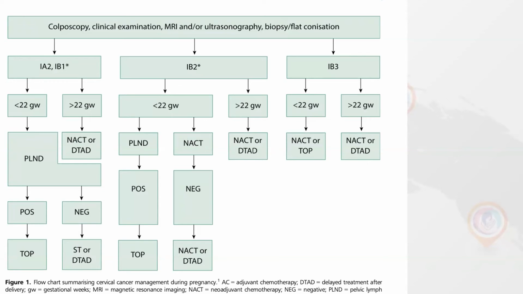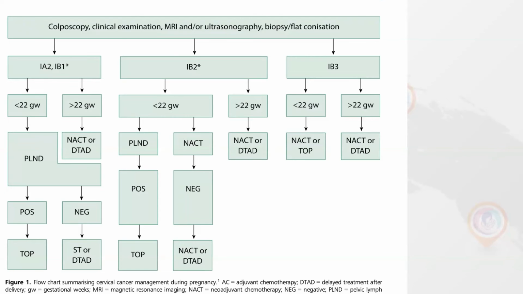However, if you detect the cancer at a very early gestation, that is less than 22 weeks, in such cases you should advise the patient to go for either termination of pregnancy, or you can do a laparoscopic pelvic lymphadenectomy. In case the lymph nodes are positive, that means it is a high stage disease. It will be again stage 3C1. In case pelvic lymph nodes are positive, then you have to ask the patient to go for termination.